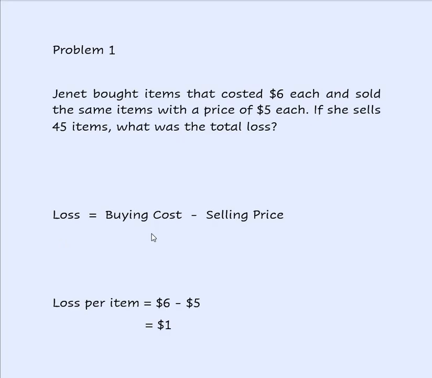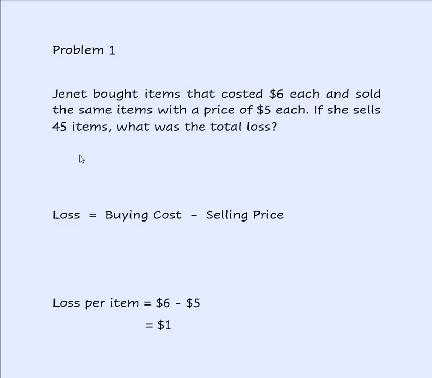We know loss equals buying cost minus selling price. Here the buying cost for each item is $6 and the selling price for each item is $5. So $6 minus $5 is the amount of loss per item. So loss per item equals $6 minus $5, which gives us $1.